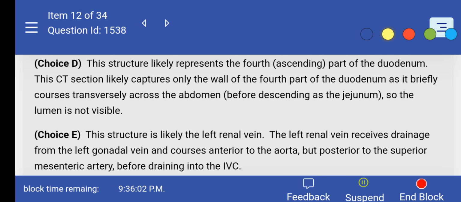The structure in option E is the left renal vein, which I talked about. The left renal vein receives drainage from the left gonadal vein and courses anterior to the aorta but posterior to the superior mesenteric artery before draining into the inferior vena cava.